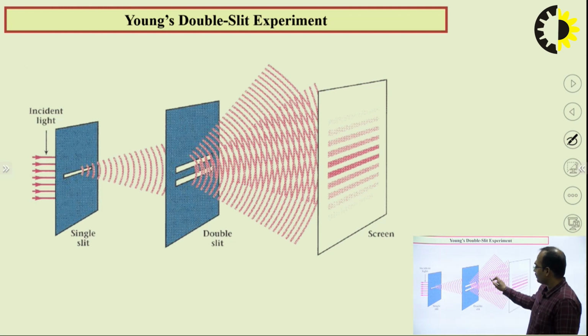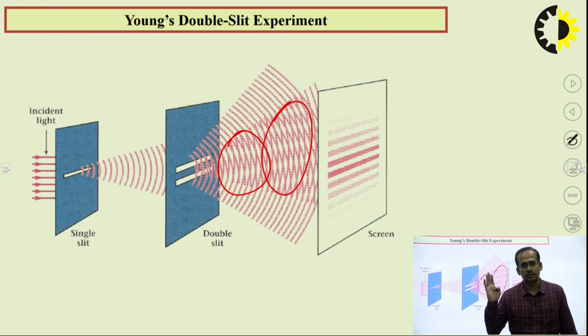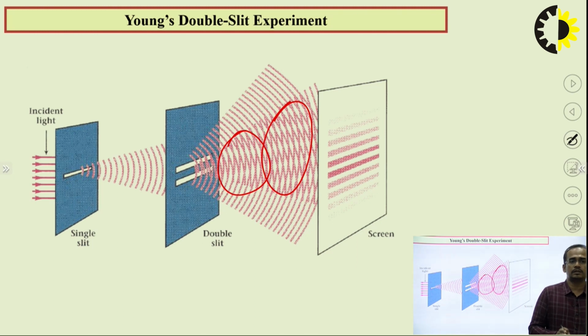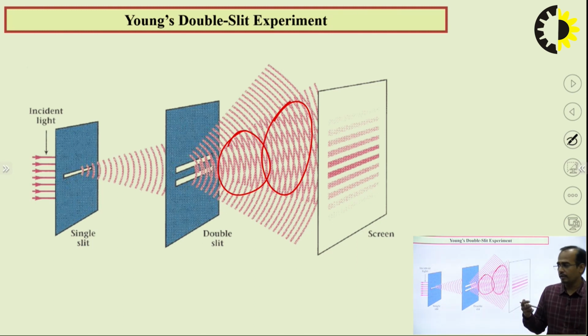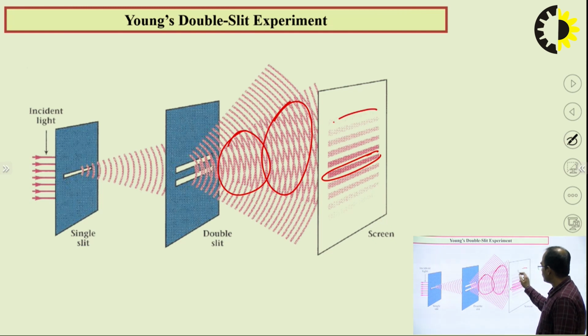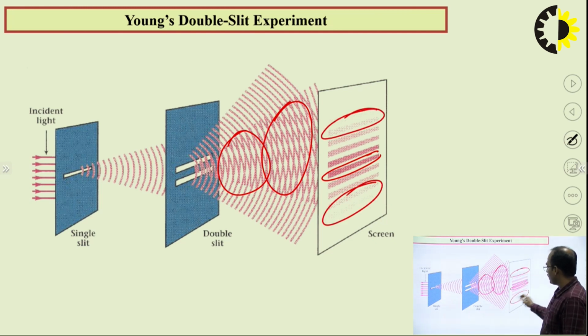So what is the interference? You can see here these waves are overlapping each other, and you can see the effect of this interference on the screen. Where the interference is maximum, the bright fringes will appear, and where the interference is minimum, the dark fringes will appear on the screen.